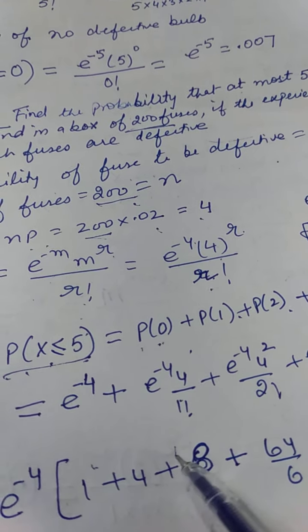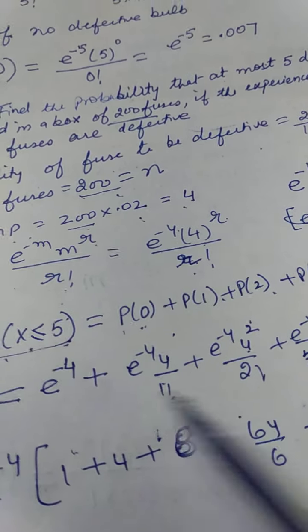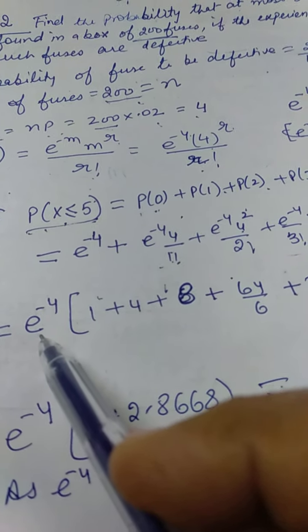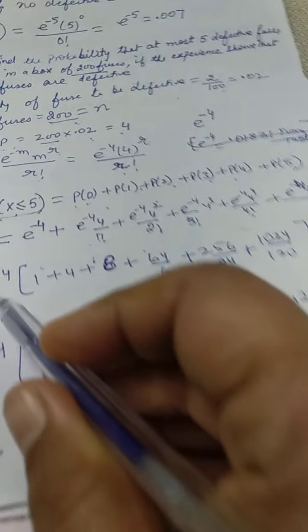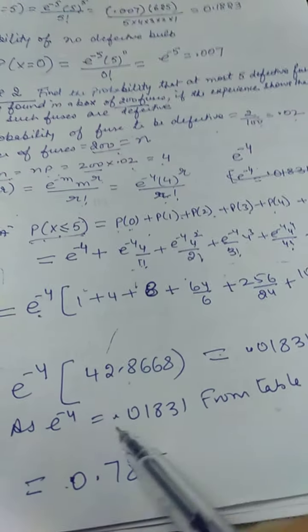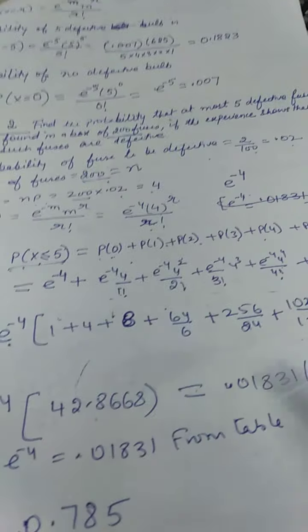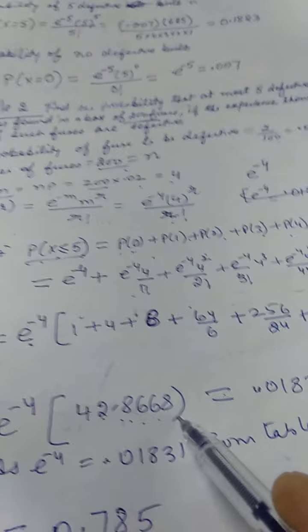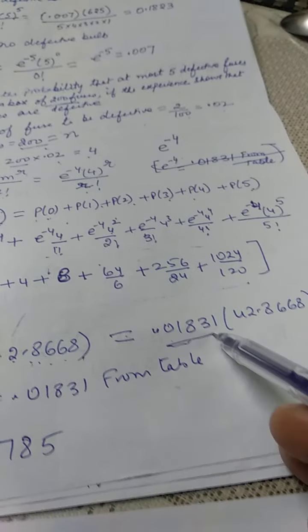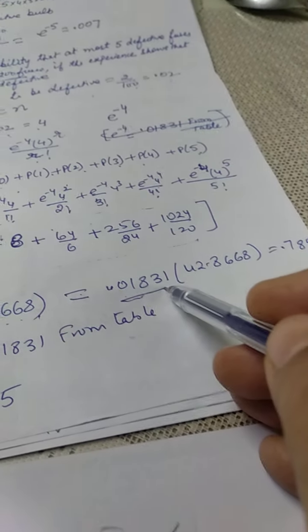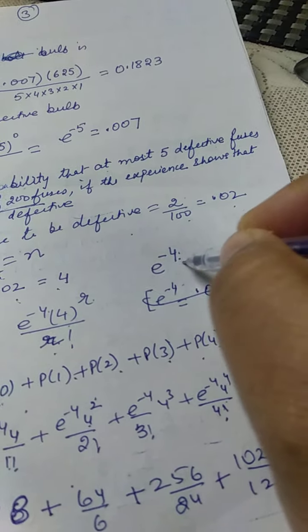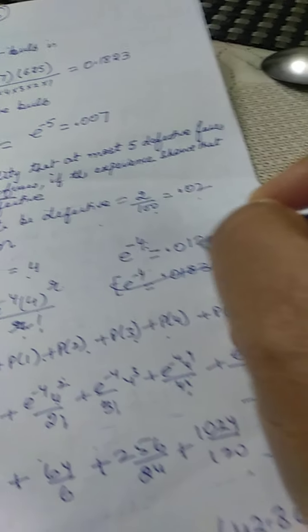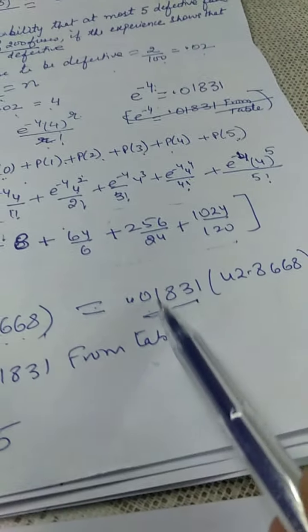Similarly, by putting the value of m raised to power 1 over 1 factorial, m squared over 2 factorial, e raised to power minus 4 will come with each of the terms. So since e raised to power minus 4 is coming with each of the terms, we can take e raised to power minus 4 as common, and just add these terms and you will get 42.8668. And I have already told what is the value of e raised to power minus 4. The value of e raised to power minus 4 was, as I have already told you, 0.01831. So this is the value. Just put this value and multiply.